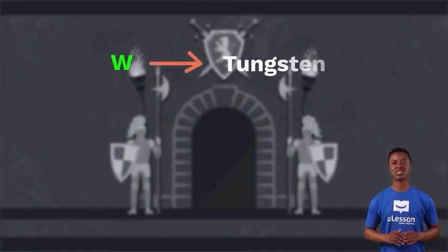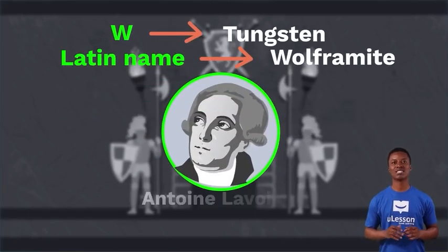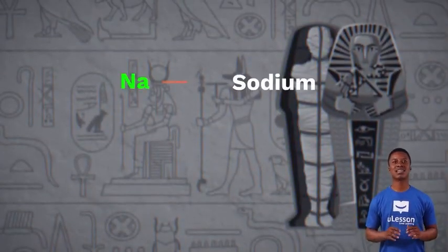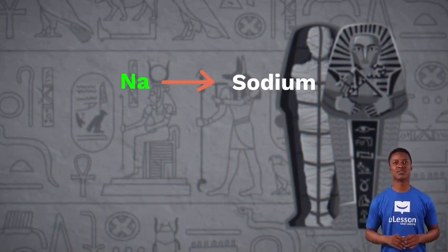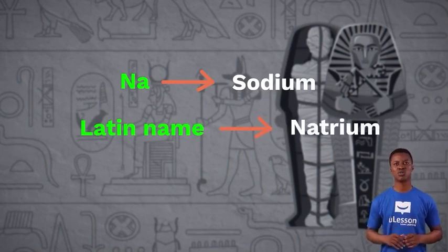W stands for tungsten because it was first identified in 1780 within the mineral known as wolframite by French scientist Antoine Lavoisier. And finally, sodium gets Na because it was first isolated by the English chemist Humphrey Davy in 1807, and he was referring to natrium, an Arabic word for the salt used by the Egyptians to mummify people.